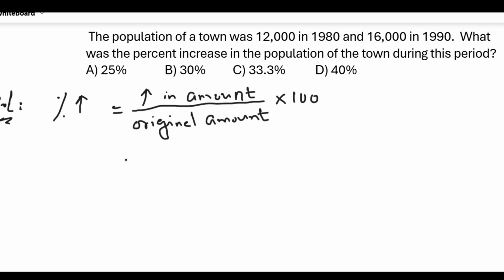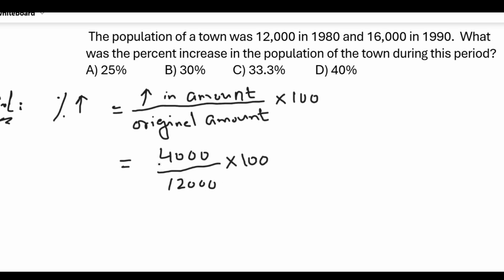So what is the increase in amount? It was 12,000 in 1980 and 16,000 in 1990. So the increase in amount is 4,000. So we will write 4,000 over here. And what was the original amount? In 1980, it was 12,000, which is the original amount. So we will write 12,000 over here and we will multiply this with 100 for percent value.